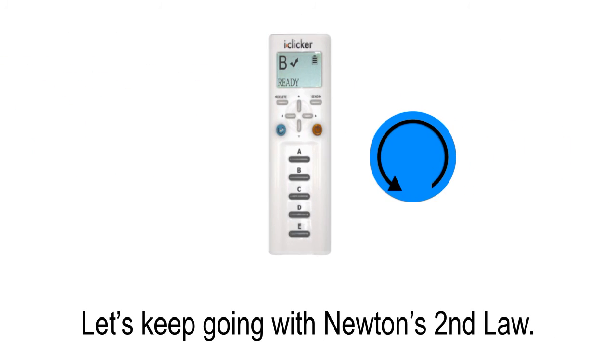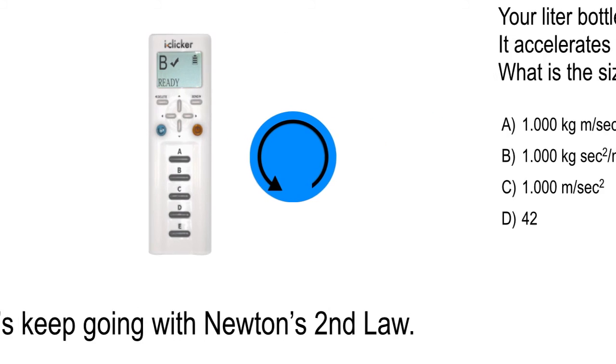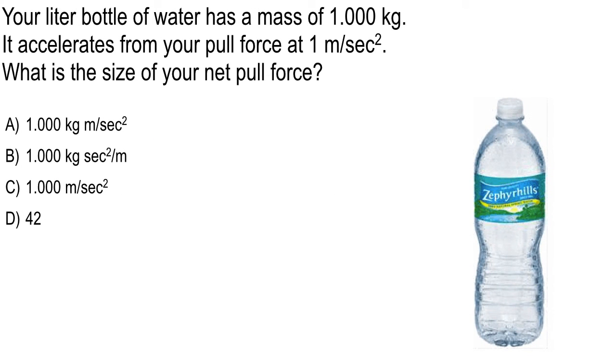All right, hit your refresh key. Let's do one more Newton's Law calculation. And we're going to use F equals MA. We're going to do a real simple example of F equals MA. So hit refresh. We're going to be multiple choicing this one. And we're going to use a simple system: a kilogram of water and acceleration 1 meter per second squared. What's the size of your net pull force? All right, so let me start the question.